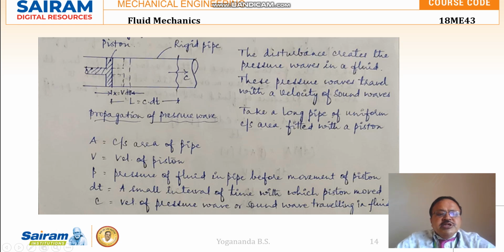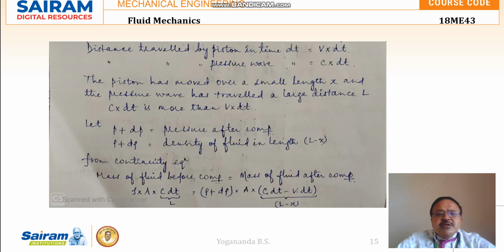V is the velocity with which the piston is moved. P is the pressure of the fluid in the pipe before the piston is moved. dt is the small interval of time for which the piston is allowed to move. c is the velocity of the pressure wave or the sound wave that is traveling in the fluid, as shown here. The piston is moved over a length x, the distance traveled by the piston in the time dt.